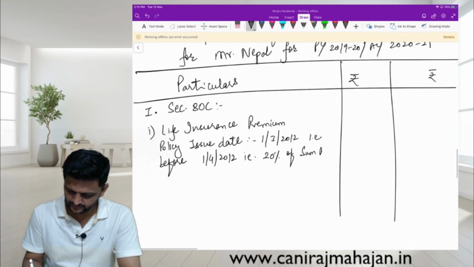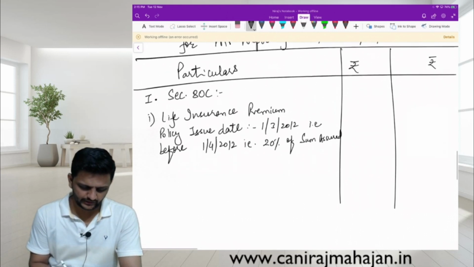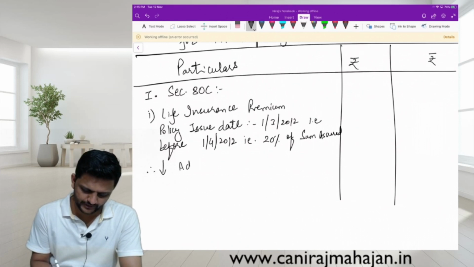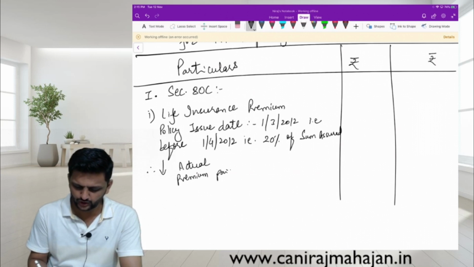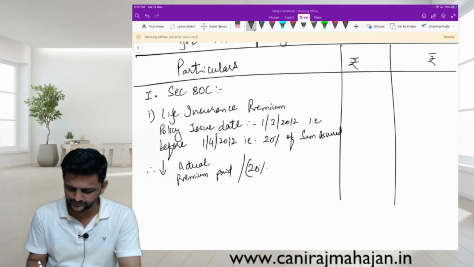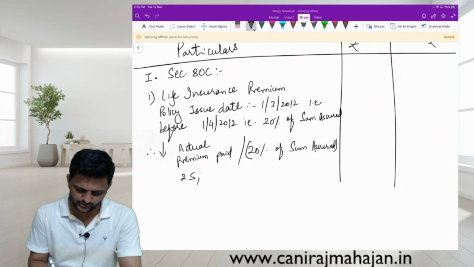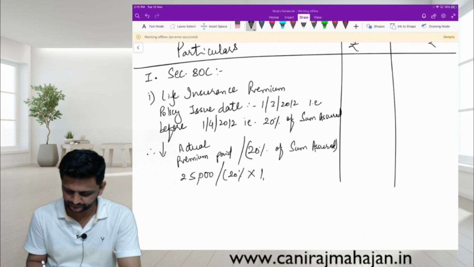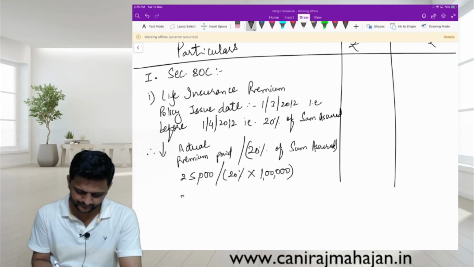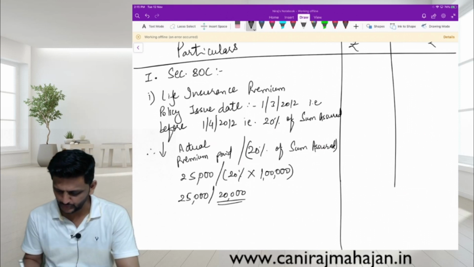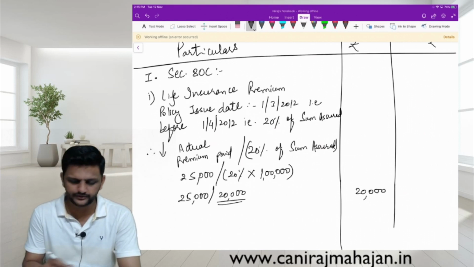Okay, correct. Therefore, lower of what? Actual premium paid or 20% of sum assured. So actual premium paid is how much? 25,000, or 20% of 1 lakh is 20,000, correct? Inner column 20,000. Everyone got it?